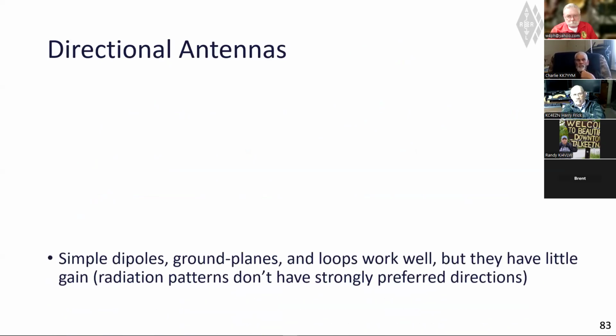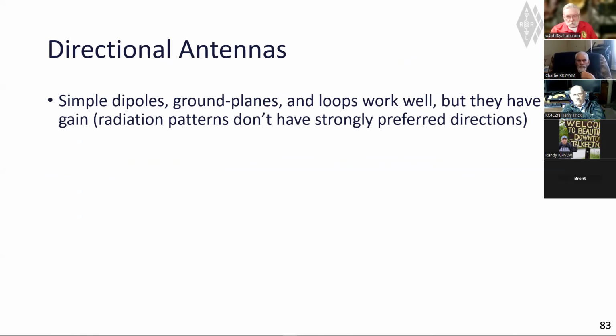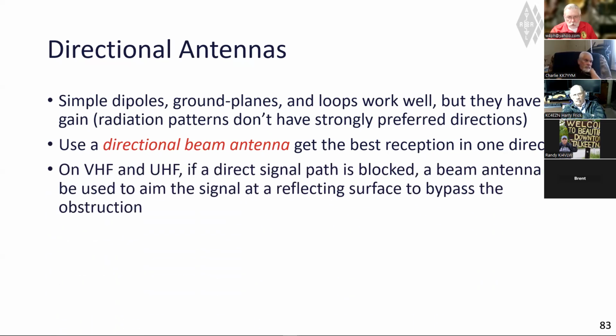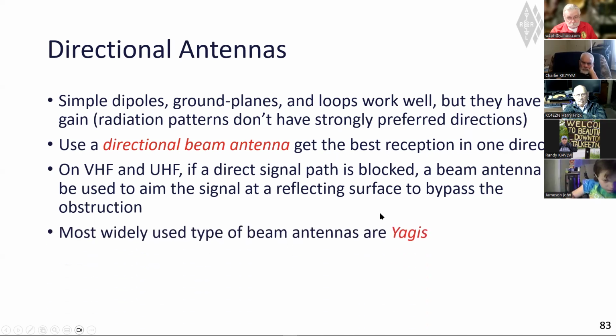Directional antennas. Simple dipoles, ground planes, and loops work well, but they have little gain. Radiation patterns don't have strong preferred directions. Use a directional beam antenna to get the best reception in one direction. On VHF and UHF, if a direct signal path is blocked, a beam antenna can be used to aim the signal at a reflecting surface to bypass the obstruction.